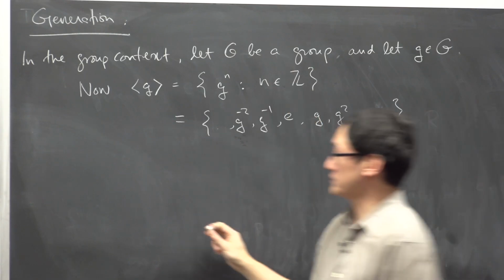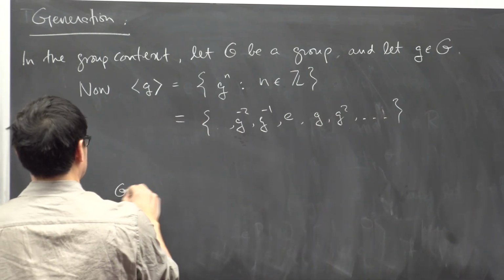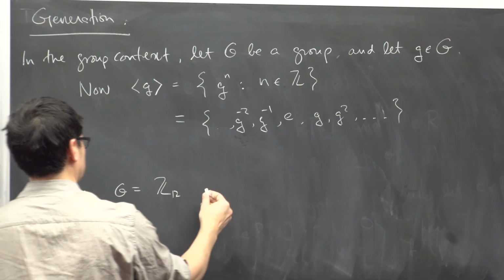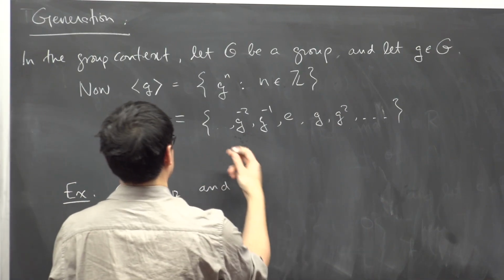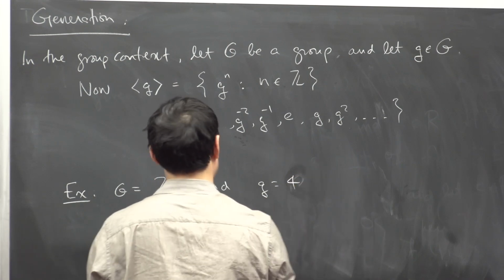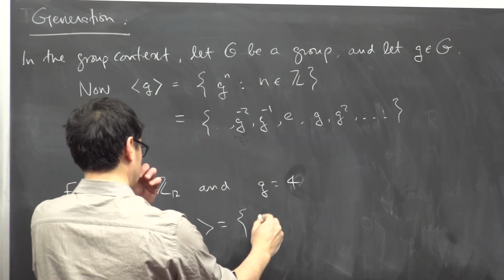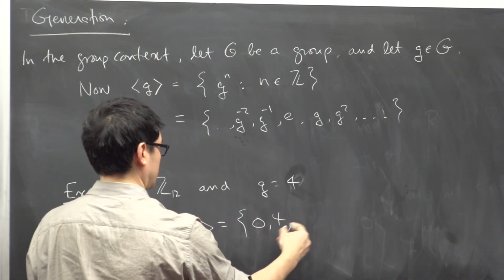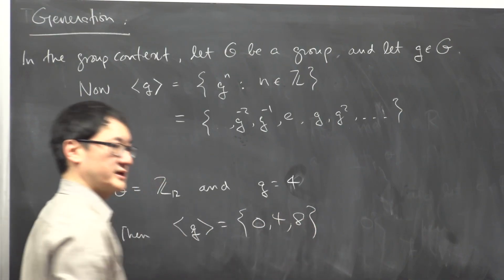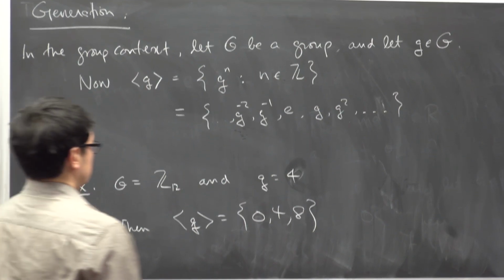Should we do an example? An example is if G is equal to Z12, and g is equal to, say, 5, no, let's say 4, then the cyclic group generated by g is equal to 0, 4, 8, that's it. Make sense? Okay, good. So this is the thing that's given by this.